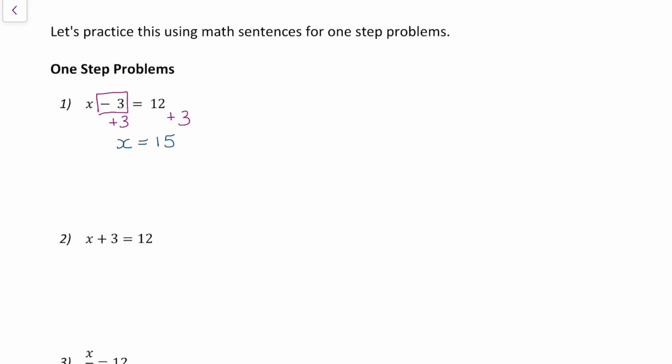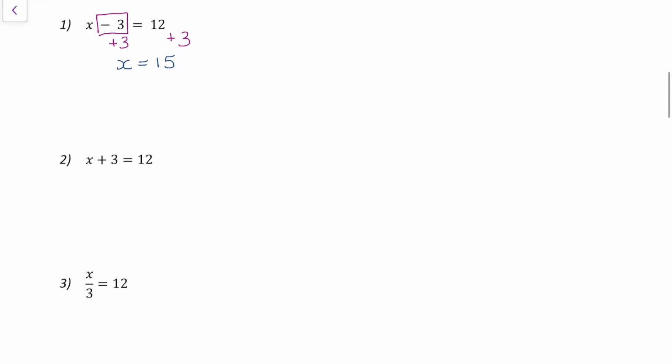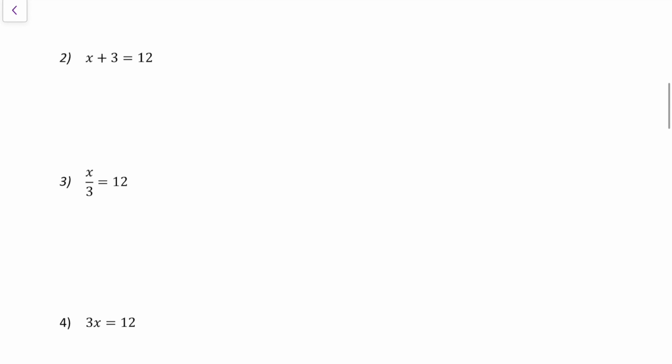So 15 take away 3 equals 12. Okay, let's look at the next one. If I have x plus 3 equals 12, something plus 3 equals 12. Again, if I want to get the x by itself, I need to get rid of this plus 3. To get rid of a plus 3, I'm going to subtract 3. And again, whatever we do to one side, we have to do to the other to keep it balanced. So I get x plus 3 take away 3 equals 12 take away 3. All together, I have x equals 9. 9 plus 3 equals 12.